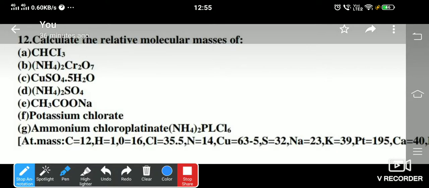Now let's take the next example, CuSO4.5H2O. Before we move ahead in solving this question, let us understand what this dot 5H2O means. This dot 5H2O indicates water of crystallization. What is water of crystallization? The extra water molecules associated with the compound, which are loosely bonded to it and can be lost on heating, are called water of crystallization.